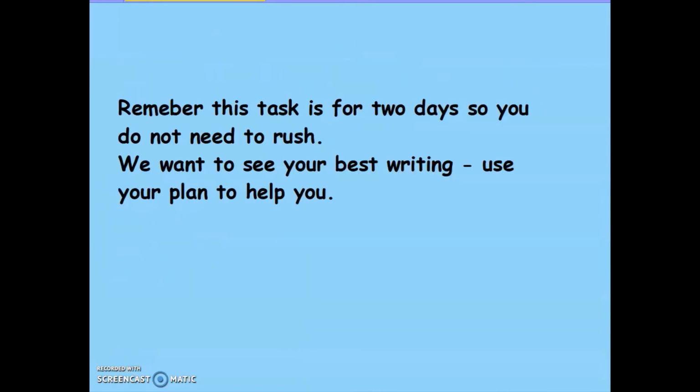Remember, this task is for today and for tomorrow, so you do not need to rush. We want to see your best writing, and you need to use your plan to help you. I would like you to spend half an hour, 30 minutes, on your pop-up books today, and then try today's Chilli Challenges.